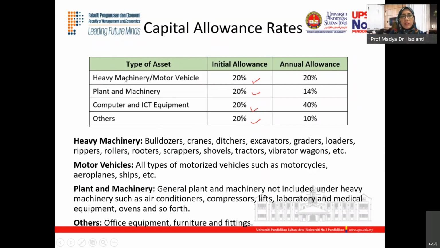So for example, if you purchase the business purchase heavy machinery or motor vehicle, initial allowance is fixed at 20%. Annual allowance is also fixed at 20%. Okay, if the company purchase plant and machinery, this is the rate, fixed. Tak boleh tukar-tukar. 14%. Computer and ICT equipment 20 and 40. And other assets. So others termasuklah furniture, fittings, office equipment, kursi, meja semua tu. So masuk dalam kategori others, 20% and 10%. So you can see heavy machinery termasuk ni lah all the assets listed here, motor vehicle, plant and machinery.